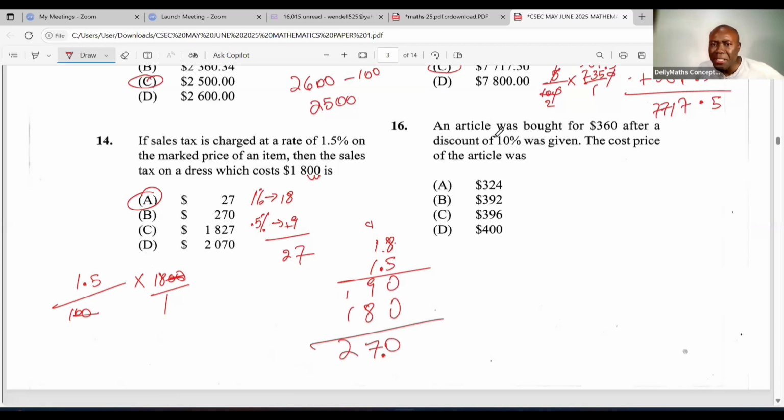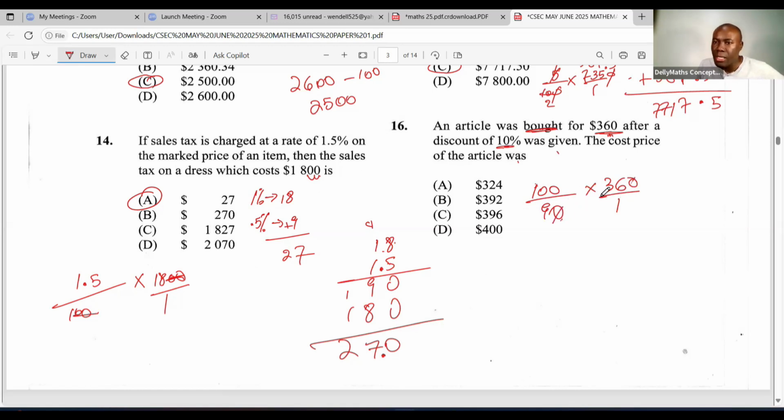All right. Number 16. An article was bought for this after a discount was given. The cost price of the article is what? That means you want the original. What we're saying is this is the discounted price. This is 90%, right? So in order to go back to the real thing, you could flip this. So you reciprocate it, put the 100 at the top over 90 times this. In other words, you divide by 90 because this is 90%, and then times by 100.